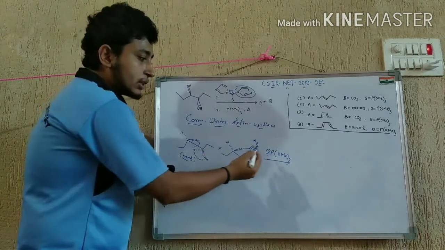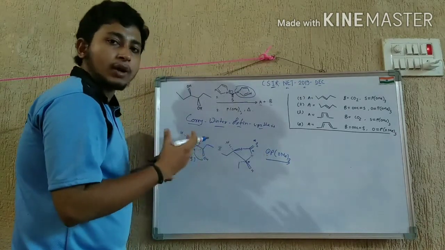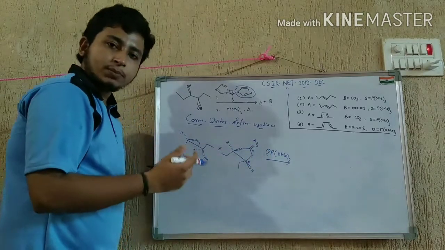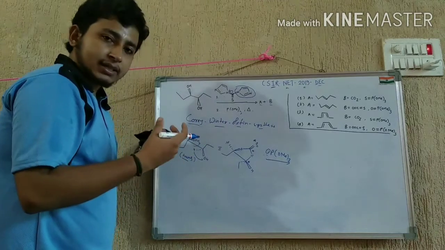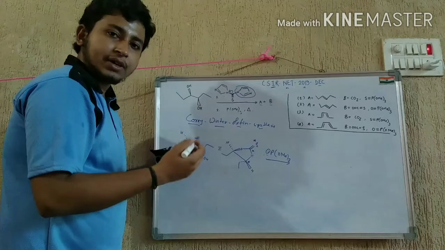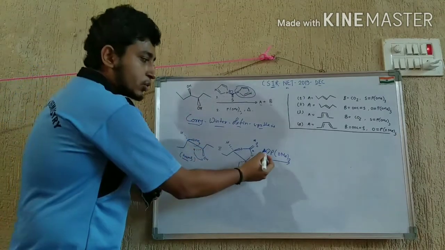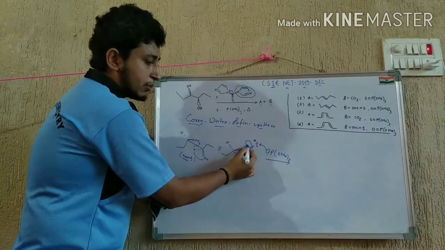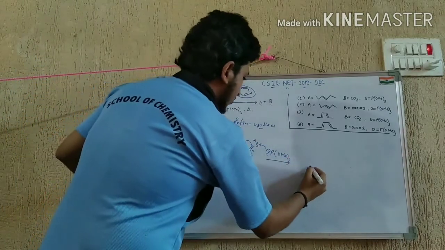So therefore, this attack will be more favorable because the orbital overlap is much better in the case of sulfur and phosphorus, because both are third period elements. But carbon is a second period element, and hence the carbon orbital has a smaller size, and therefore the overlap integral will be very small. So it will not choose the carbon. This phosphorus will choose the sulfur to attack, and hence a negative charge will come on this carbon. Okay, so this intermediate will form.